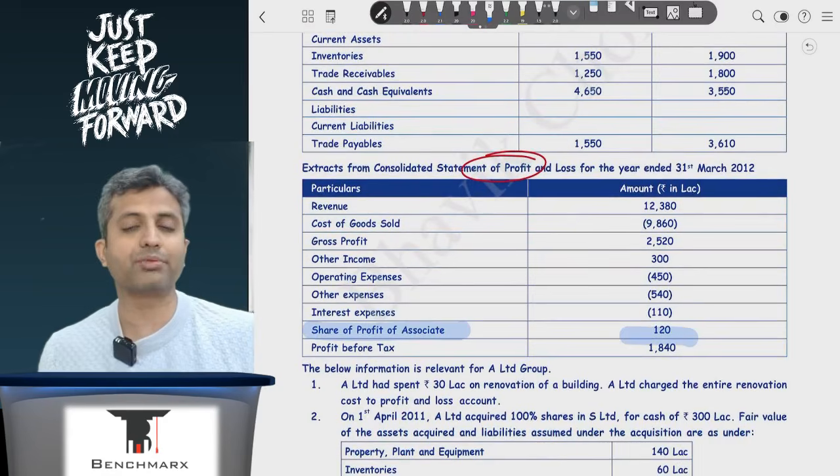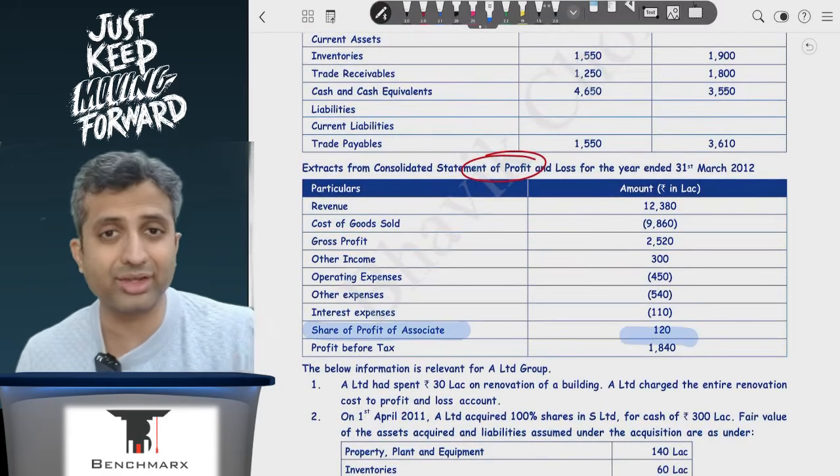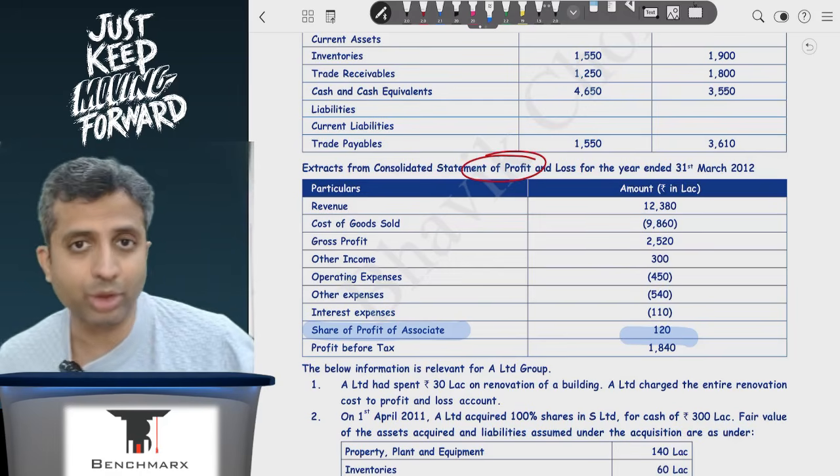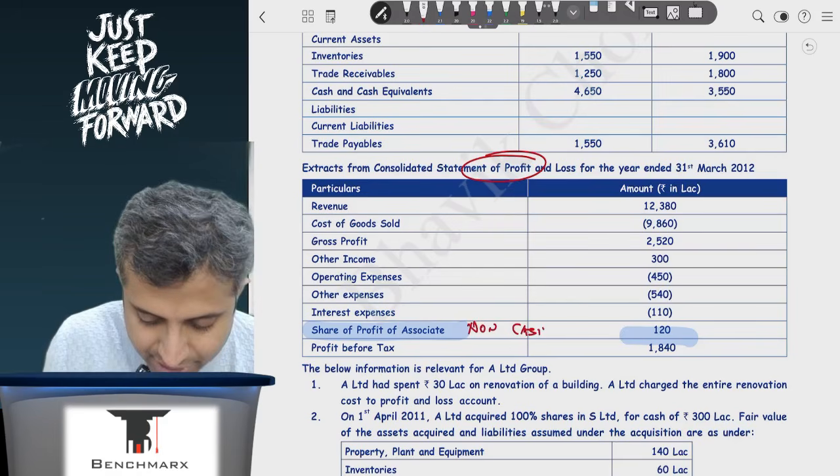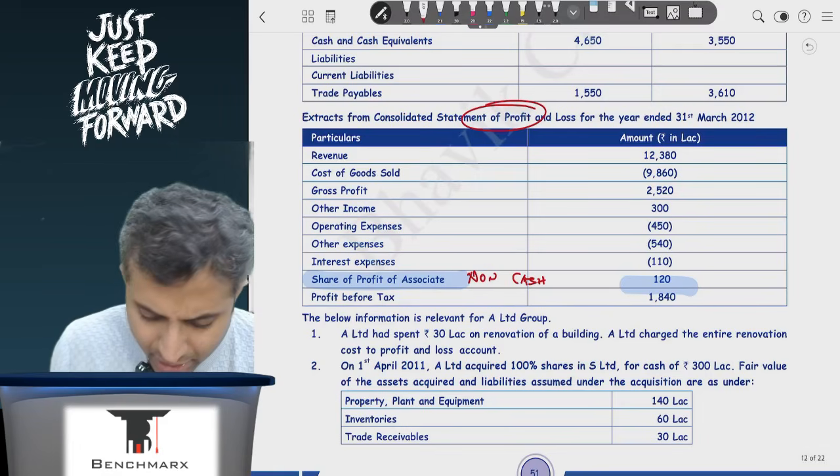Remember, when you do the equity method of accounting, the share in profit of the associate you record as a debit to the investment account and a credit to the consolidated profit and loss. It is a non-cash item. This is a new adjustment where you will say that this is a non-cash item. Following are relevant for the group.